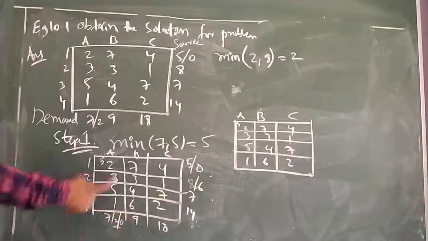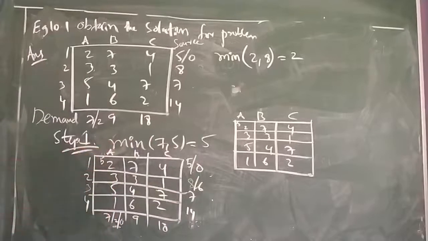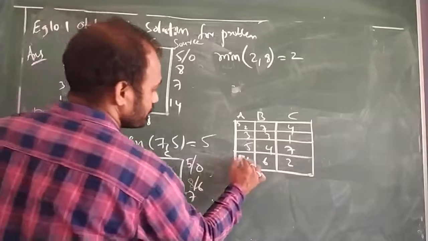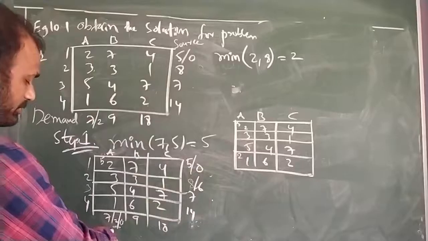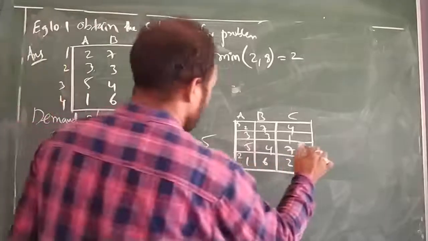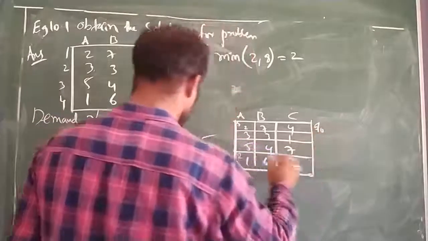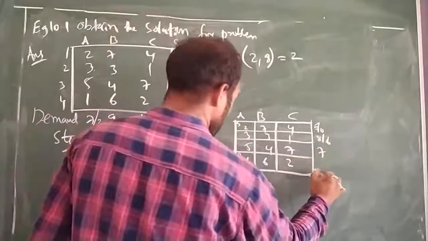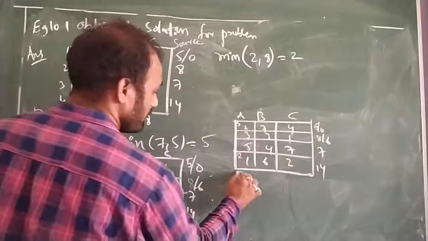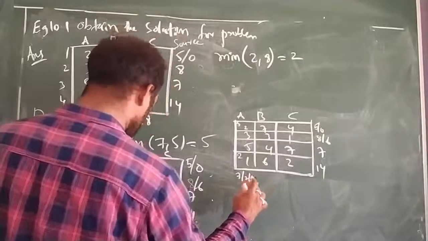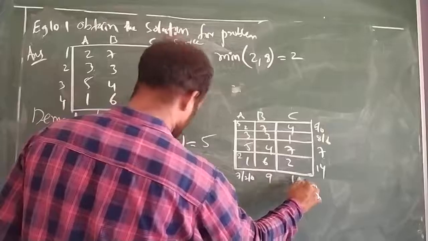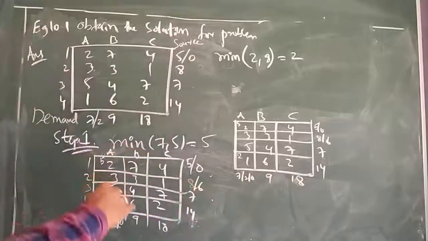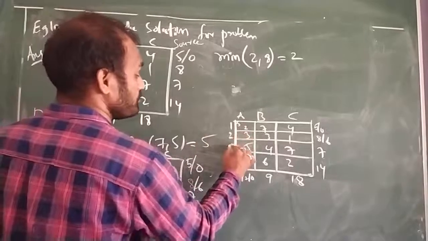Now after doing this, this total column is deleted. So I have to write here 2. Since I got here 2, the remaining values are 5 by 0, 8 by 6, 7 and 14. Downside it will be 7 by 2 by 0, 9 and 18. So here it is 1, 2, 3 and 4.